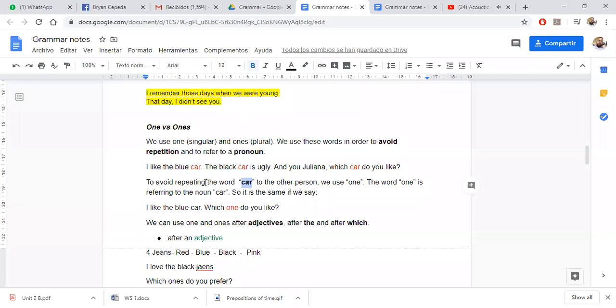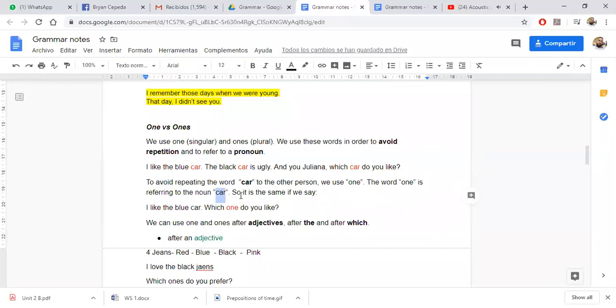So if you want to avoid, what is avoid? Avoid is like to stop doing something, okay? Not to do it, try not to do it. So to avoid repeating the word car to the other person, we use one. The word one is referring to the noun car.